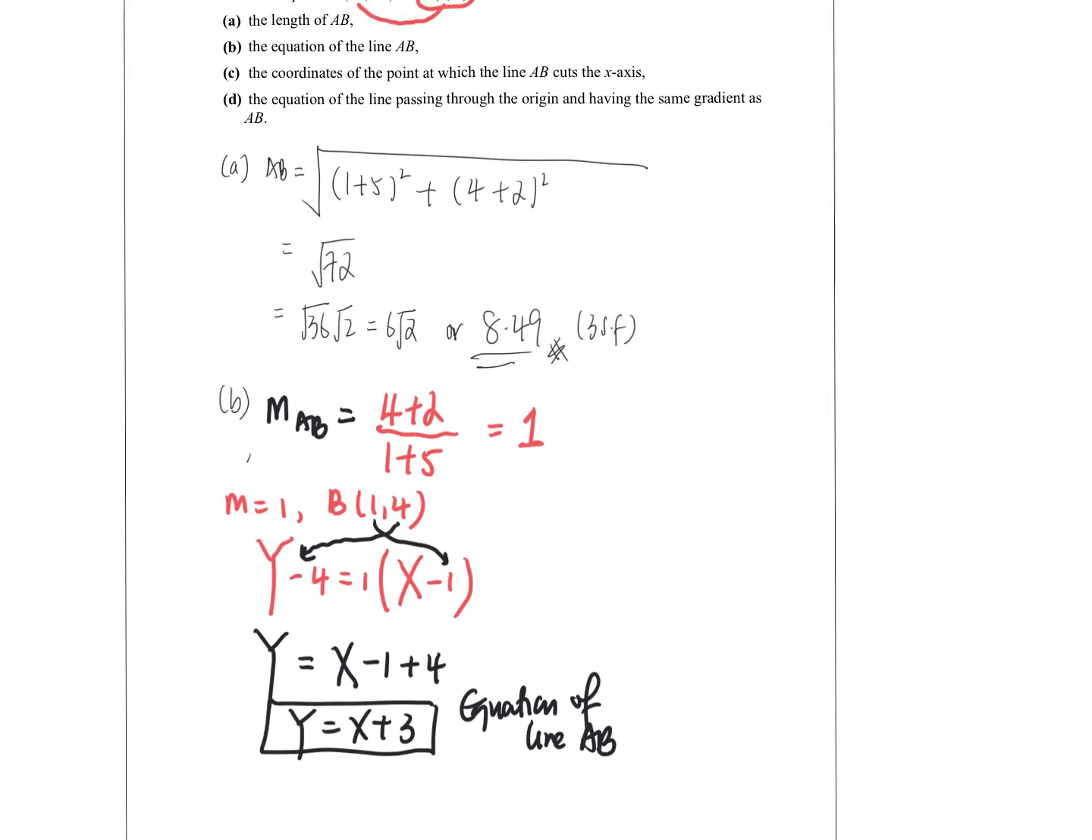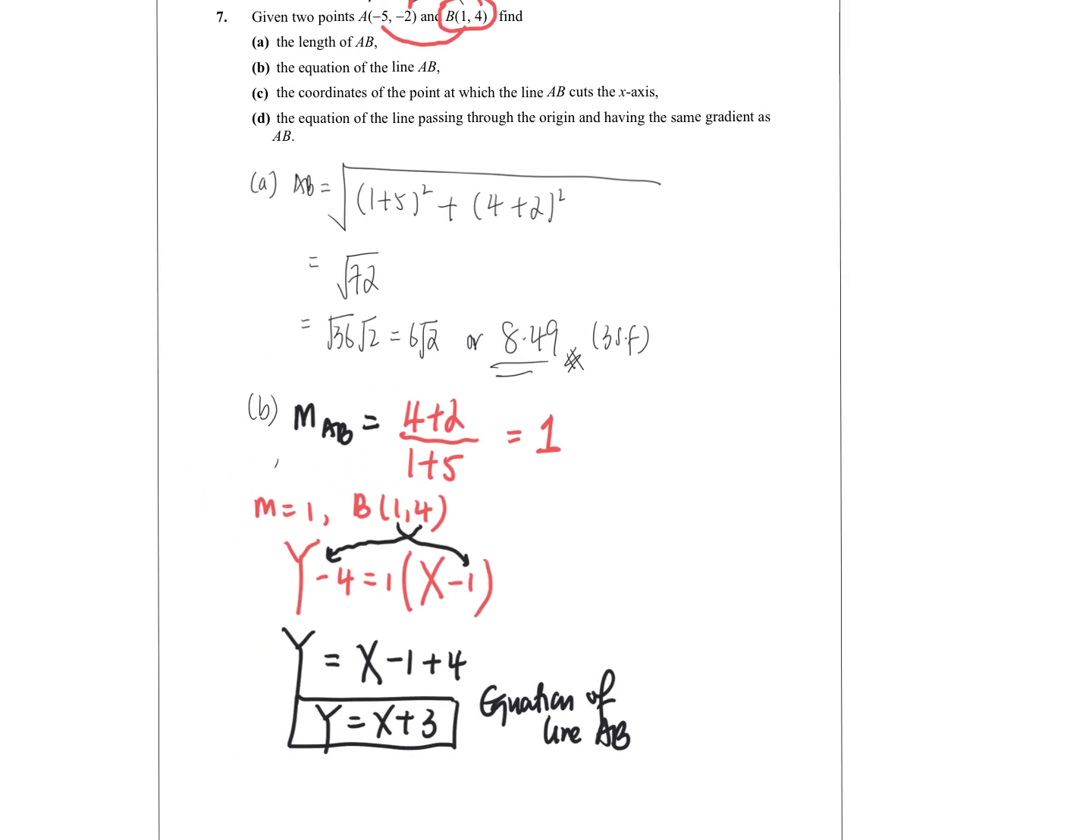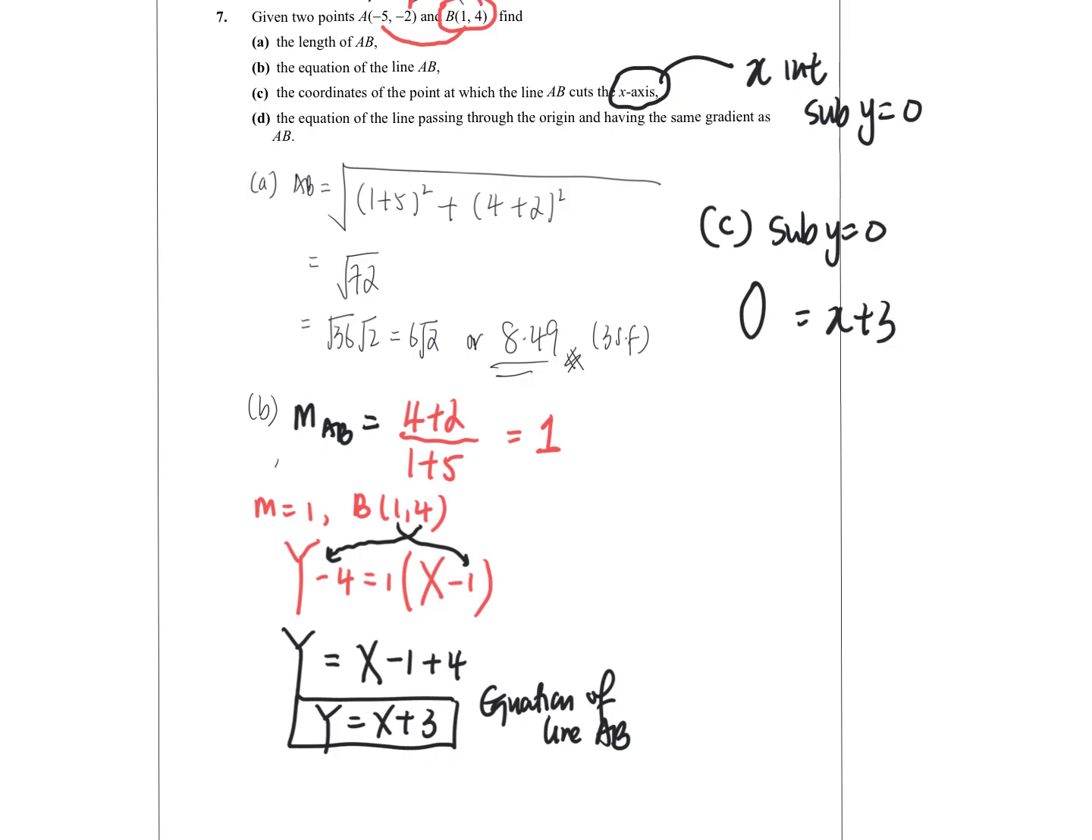Okay, so this is part B. Next, I want to find the coordinate of the point where the line cuts the x-axis. So this one is talking about the x-intercept. So part C, you sub y as 0. So you get 0 equals x plus 3. So x is negative 3. They want coordinates, so you give me coordinates. So (-3, 0). This is the coordinate I want.